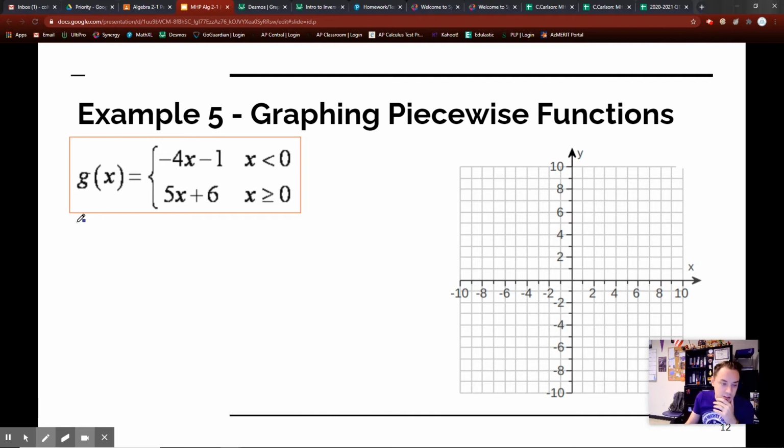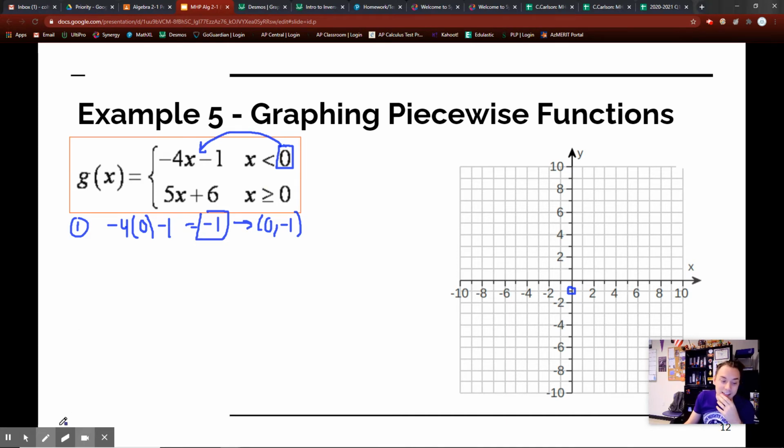First things first, my first step, I need to look at each piece, okay? So I'm going to look at this piece, and I'm actually going to plug it in, because I want to know where the ends of these pieces are. All right, so what I'm going to do is -4 times 0, and then -1. What does this equal? This equals -1. So what is my point? My point is (0, -1). Okay, that's the very first thing I want to do. So I'm going to put (0, -1) right here. Now watch, I'm not going to do a closed dot. I'm going to do an open dot. Why am I going to do an open dot? Because it's less than.